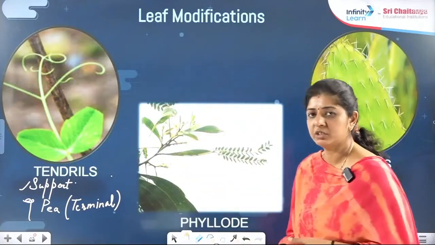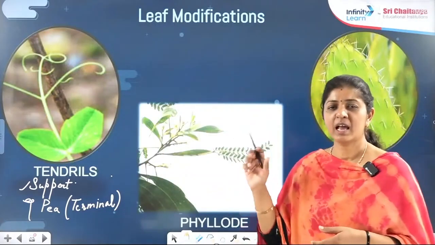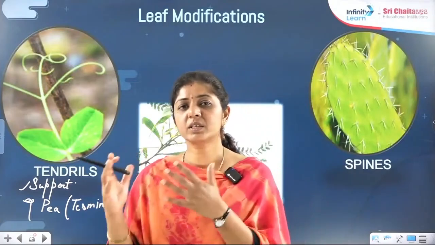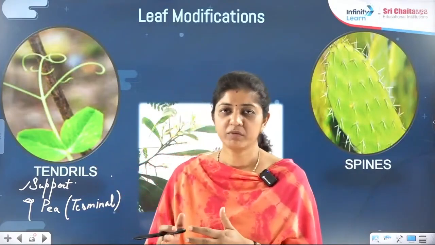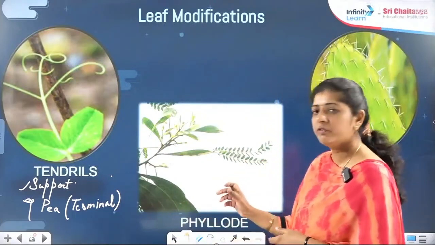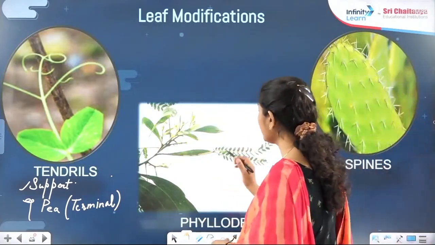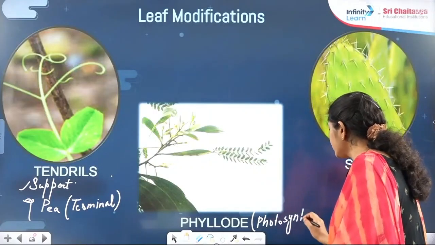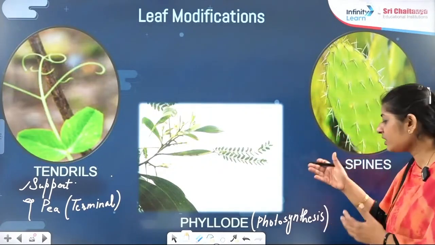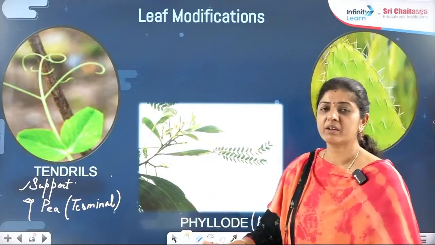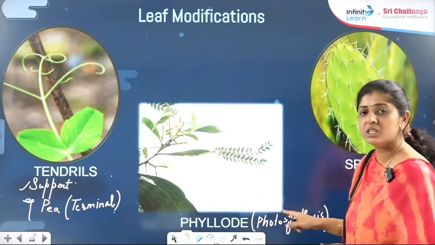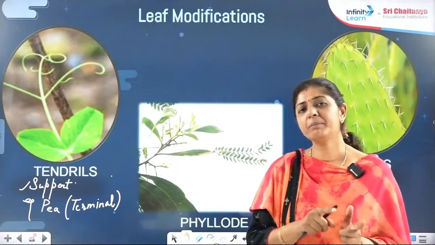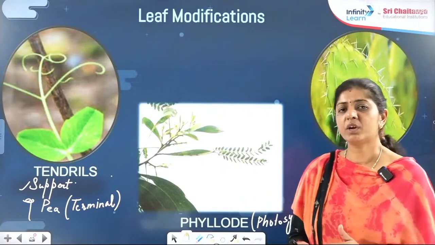Next modification, we call it phyllodes. And don't confuse it with phylloclade and cladode, which we had discussed in the stem modifications. Now phyllode is the leaf modification. Here it helps in photosynthesis. Now you are surprised: we are discussing leaf modification, its primary role is photosynthesis, then how come this is a secondary function? Because this photosynthesis in phyllode is not performed by the lamina. It is performed by the petiole now. That's why it is the modification, right?